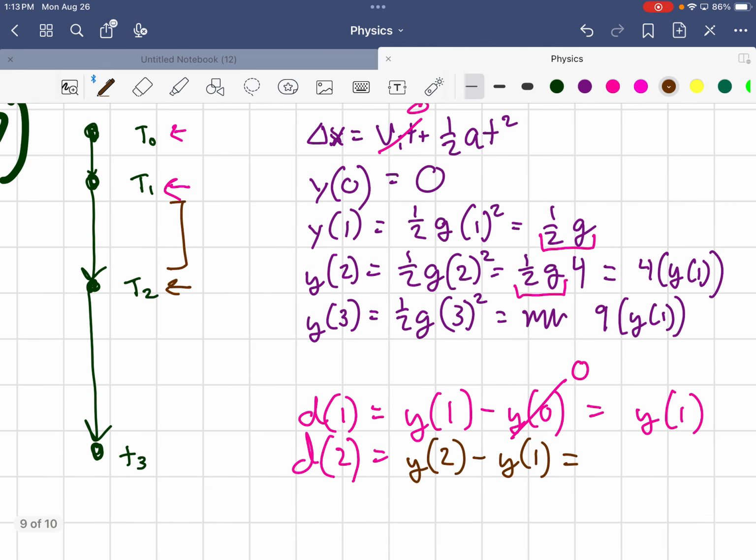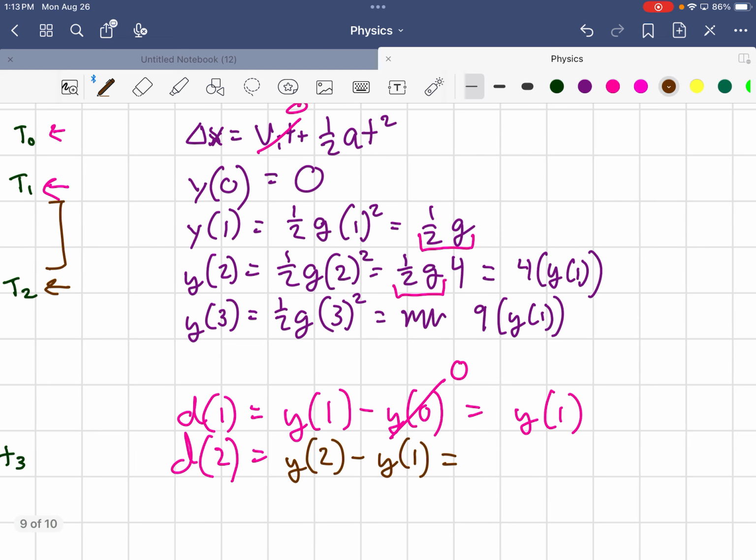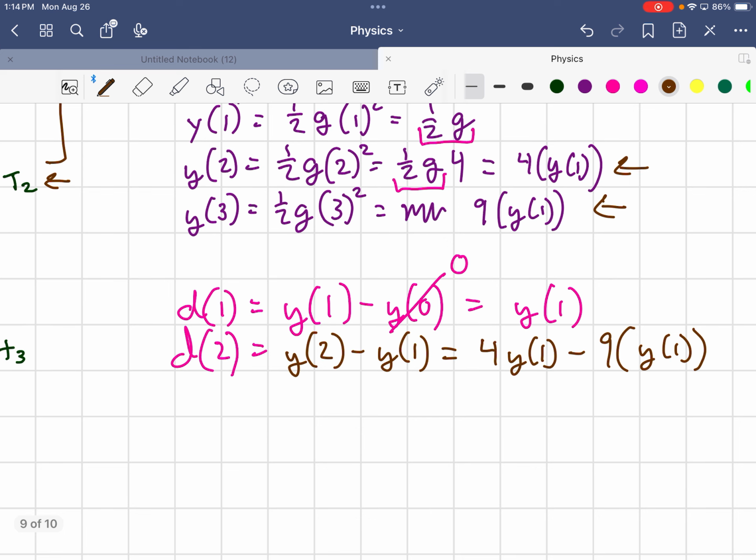So let's see here. If we plug in stuff from here and here, we're going to have 4 y1, I pulled that from here, minus 9 of y1, and I pulled that from here. So I took my two position functions and I just substituted them in. Are we good for that?